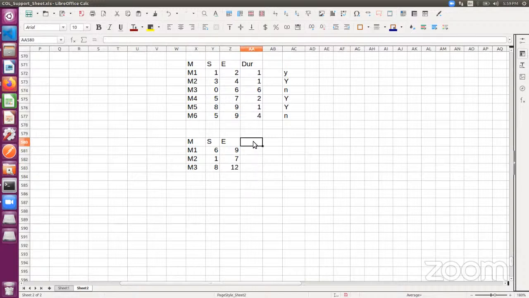So what is the duration? 3, 3, 6, 6, and 4. Right? So if match 1 is played, as per duration, this is the first match, right? So match 2 and match 3 both cannot be played. 6, 9. Yes.